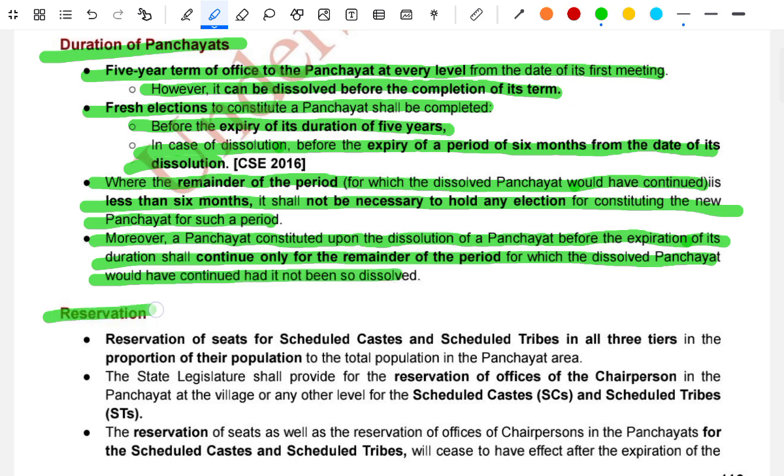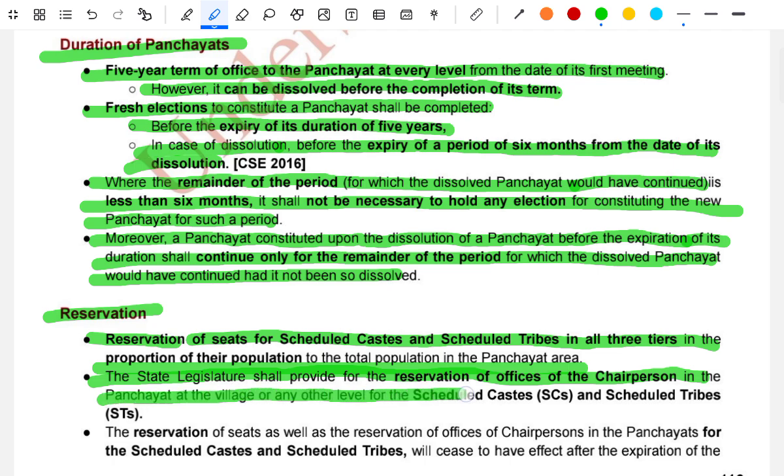The reservation of seats for scheduled castes and scheduled tribes in all three tiers, in proportion to their population to the total population in the panchayat areas. And the state legislature shall provide for the reservation of the office of the chairperson in the panchayat at the village or any other level for the scheduled castes and the scheduled tribes.